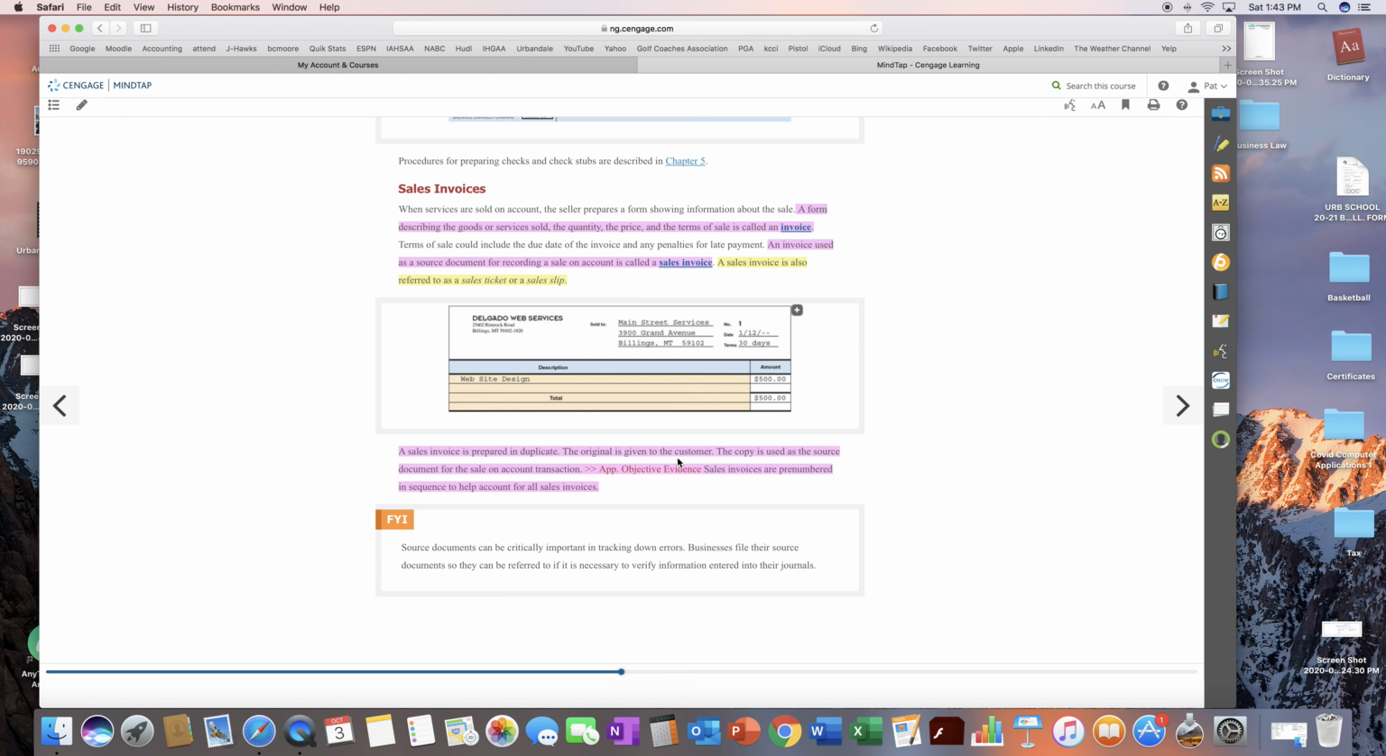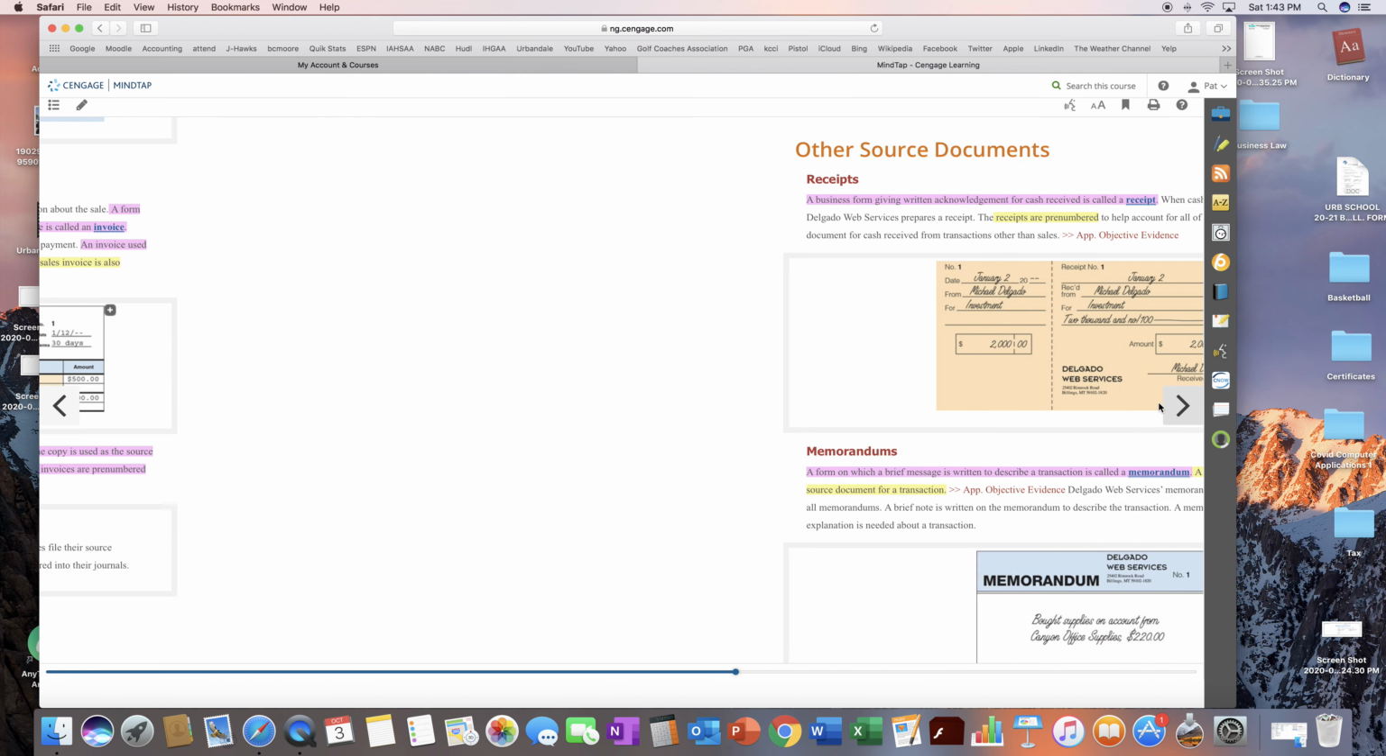They're prepared in duplicate. You keep one as the business, and you give a copy to the customer, and those are objective evidence. It's the accounting concept helping us keep track of our transactions.